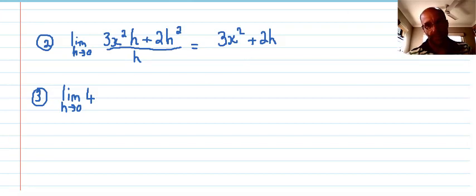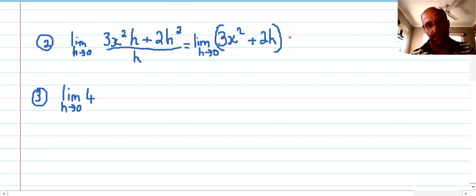So let me put the limit on that now. So basically we are finding the limit as h approaches 0 of 3x squared plus 2h. So the only term with an h on it is the final term. The first term there is unaffected, so we basically sub in, it's like subbing in 0 in a sense, so we would have 3x squared.